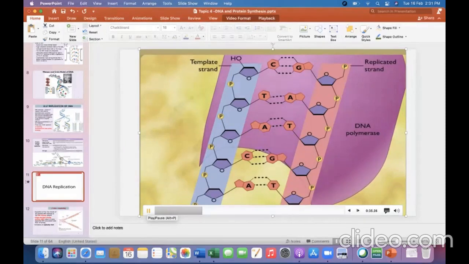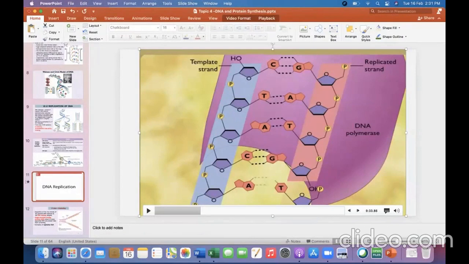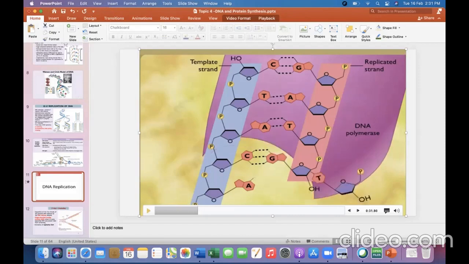Okay, did you see? Rewind. It comes, it joins at the hydroxyl end. So this is a 3' end. Okay, this is a 3' and this is the 5' end. It will keep on adding on the 3' end. Okay? Strand of DNA.